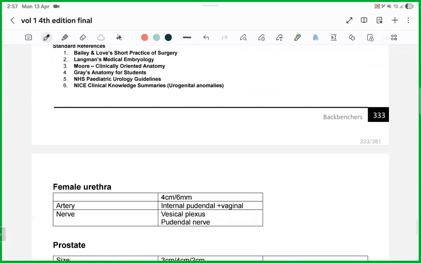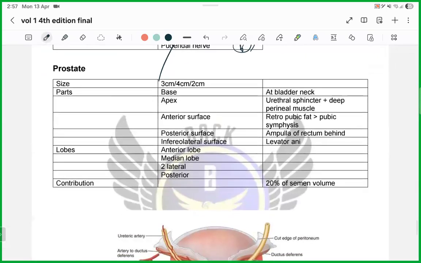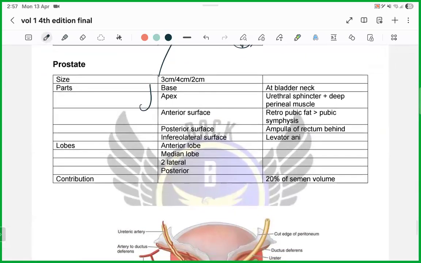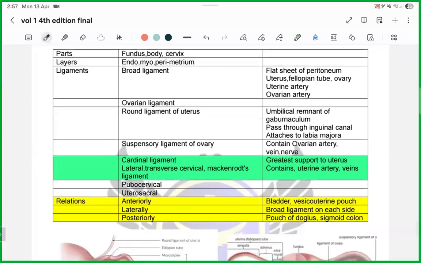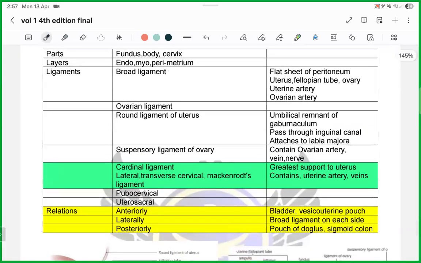Female urethra is not important at all. You can give a reading. Prostate, remember the parts. Others are not important at all. Uterus, they don't ask anything. Just remember one ligament, that is the cardinal ligament. Cardinal ligament is the greatest support of the uterus.